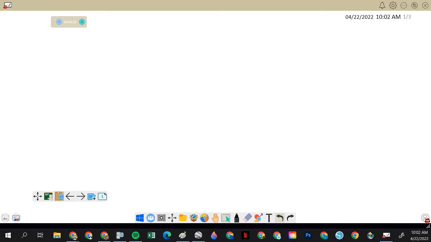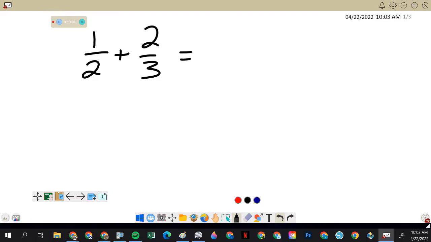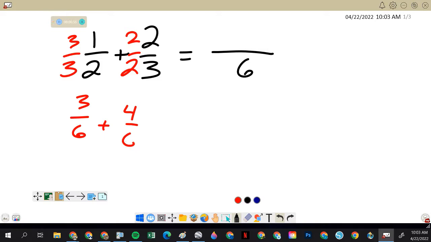So let's say I had 1/2 plus 2/3. In order to add fractions, I need to have a common denominator. So in this case, the common denominator is going to be 6. So this side needs a 3 over 3, and this side needs a 2 over 2, and we end up with 3 over 6 plus 4 over 6, which gives me 7 over 6. Okay, you've been doing that since, what, 4th grade? Something like that. But you've never gone backwards.